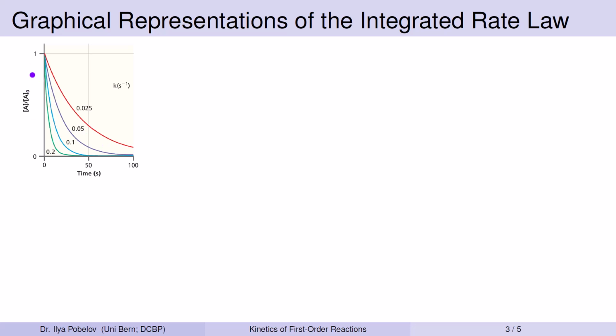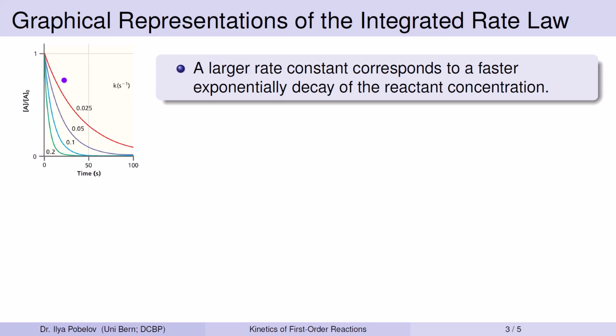The resulting curves, which are derived from the integrated rate law equation, clearly show that the rate at which the reactant concentration diminishes is dependent on the rate constant K. The curves illustrate that a larger rate constant corresponds to a faster exponential decay of the reactant concentration. This exponential decay is a distinct characteristic of first-order kinetics.